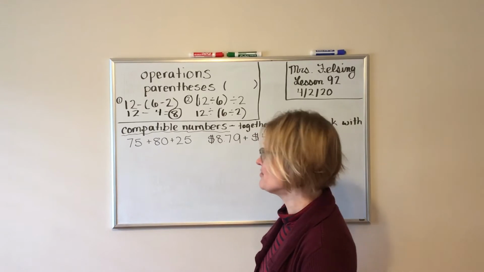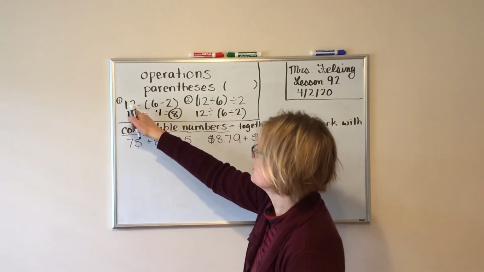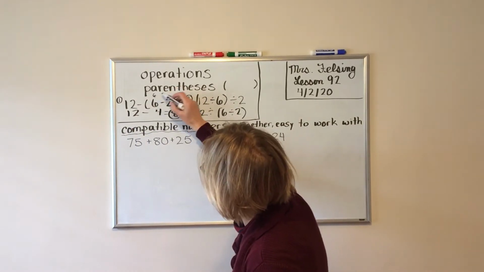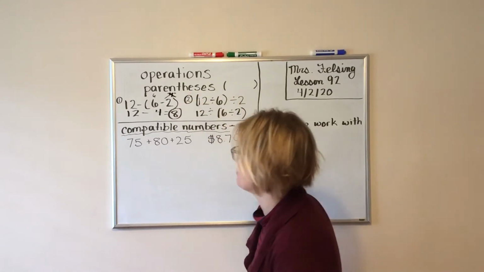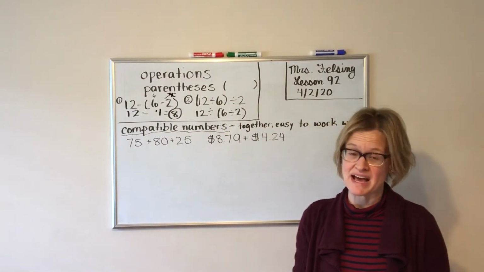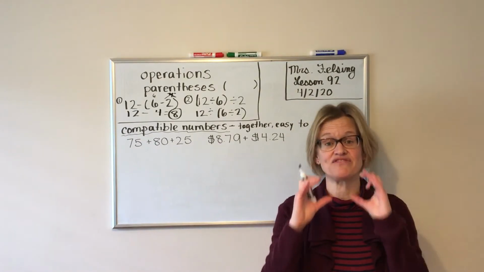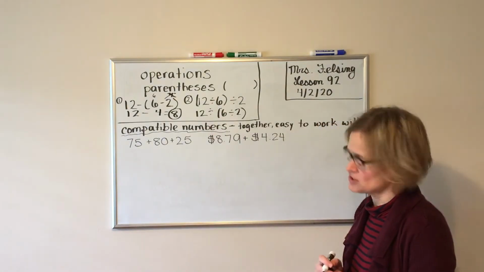If I would have just gone from left to right, if I would have said 12 minus 6, okay, well, that's 6. 6 minus 2, that's 4. That would not have been correct because I'm not doing the operation the right way. I need to do parentheses first, okay? So then, let's take a look at number 2.